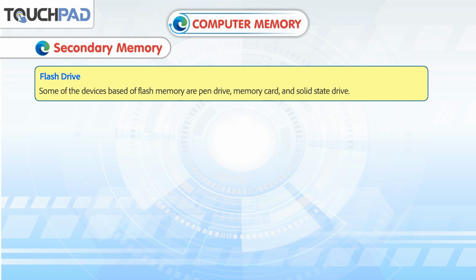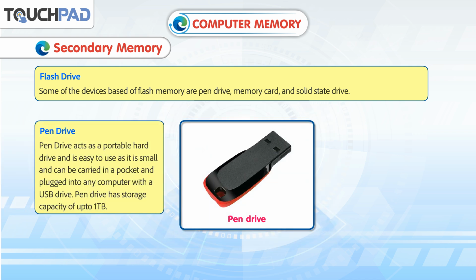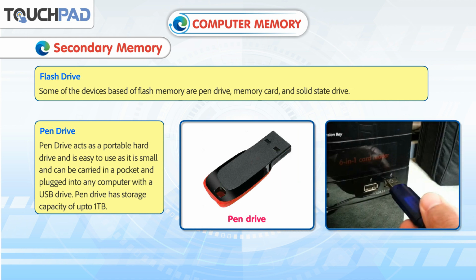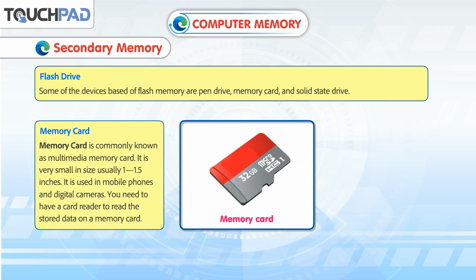Some of the devices based on flash memory are pen drive, memory card, and solid-state drive. Pen drive. Pen drive acts as a portable hard drive and is easy to use as it is small and can be carried in a pocket and plugged into any computer with a USB drive. Pen drive has storage capacity of up to 1 TB.